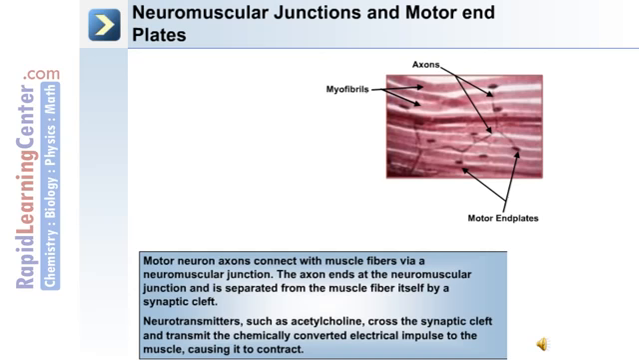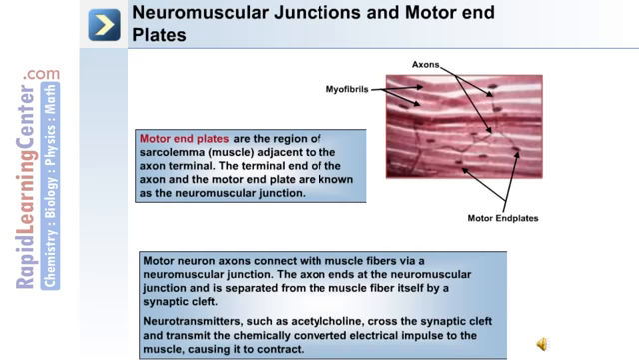Motor neuron axons connect with muscle fibers via a neuromuscular junction. The axon itself ends at the neuromuscular junction, and it's separated from the muscle by a synaptic cleft. Neurotransmitters such as acetylcholine cross that cleft and transmit the chemically converted electrical impulse to the muscle. Motor end plates are the region of the sarcolemma adjacent to the axon terminal. The terminal end of the axon and the motor end plate are known as the neuromuscular junction.